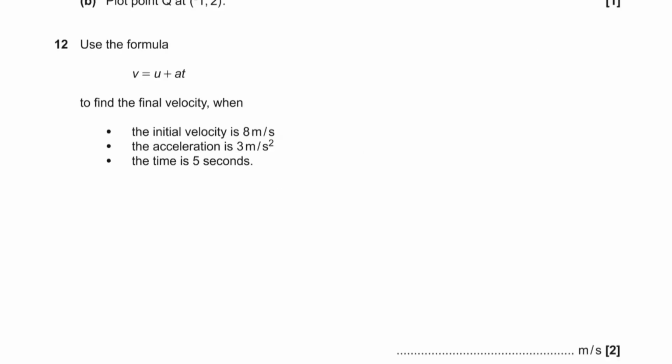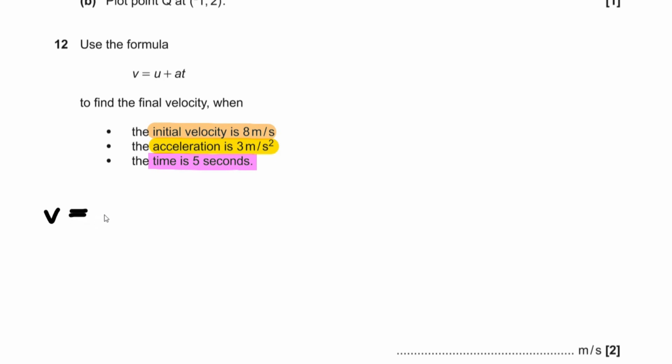Question number 12. We have to use the formula V equals U plus AT to find the final velocity when the initial velocity is 8 meters per second, the acceleration is 3 meters per second squared, and the time is 5 seconds. So we've got this initial velocity of 8, we've got this acceleration of 3, and we've got this time of 5 seconds.